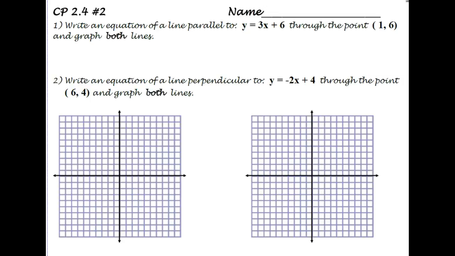All right, checkpoint 2.4, number 2. First thing we're going to do is put our name on this, always. And so I'm going to write my name on here. My name today is going to be J Bob. Last name, always too, Kelly.